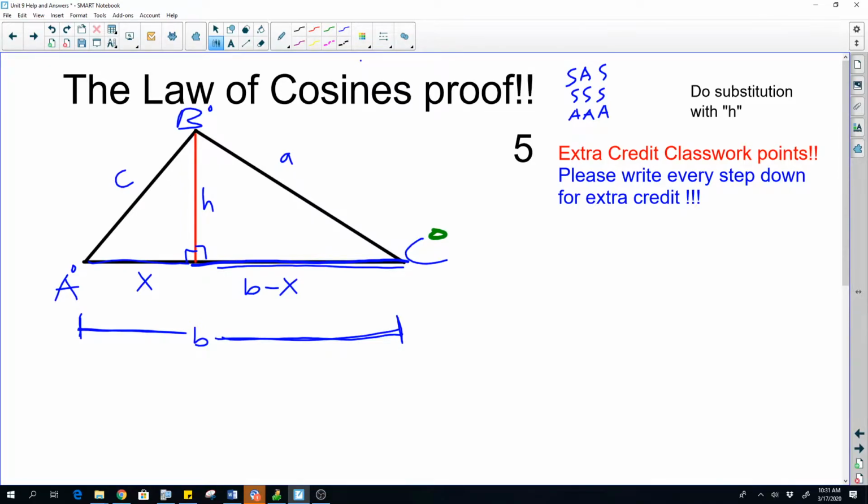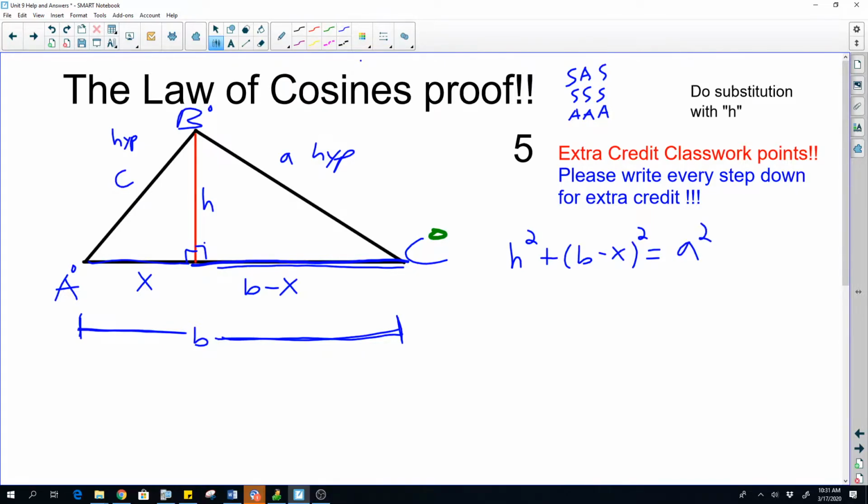So then we can use the Pythagorean theorem to help us with these two triangles. The first triangle has h and b minus x, and then the hypotenuse. Remember, across from the 90 degrees is called the hypotenuse. So then we'll do h squared plus b minus x squared is equal to a squared, right?